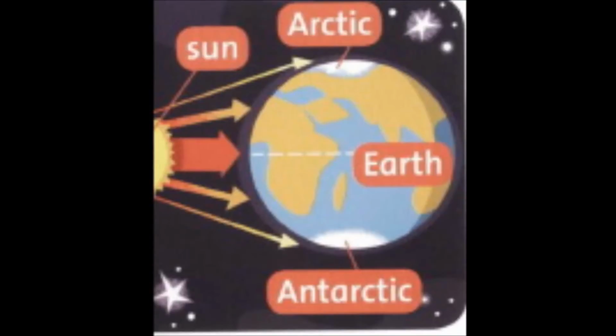Chapter 5. Cold Places. The Arctic and the Antarctic are very cold places. In the Arctic and the Antarctic, the light from the sun is weak. Winter is very long. It's dark for 6 months.